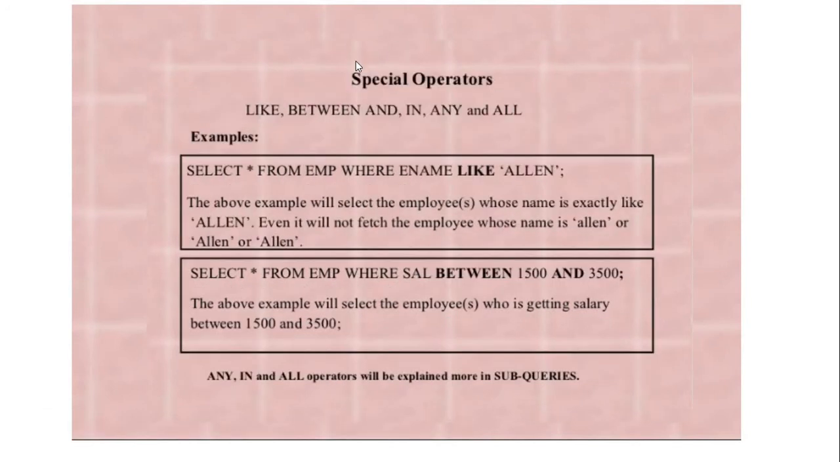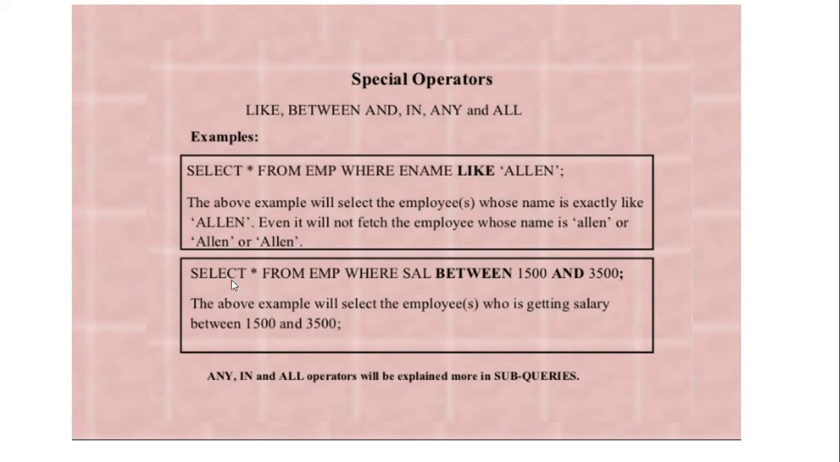We also have some special operators in SQL: like, between and, in, any, and all. We have already seen a lot of examples related to the like operator, which is basically used to compare string patterns in the tables. And between and is used to find the rows that satisfy a range of values.